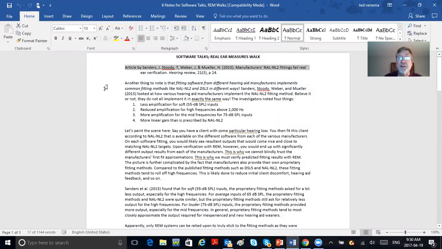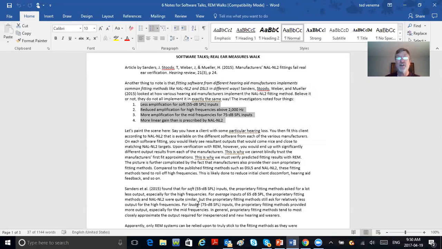Another thing to note is that the fitting software from the different manufacturers implements common methods like NAL-2 and DSL5 in different ways. And that's what that study looked at. There are 4 trends noted here. Less amplification for soft inputs. Reduced amplification for highs, especially for the proprietary fitting methods. More amplification for the mids for 75 dB SPL inputs, for loud. And generally more linear gain.